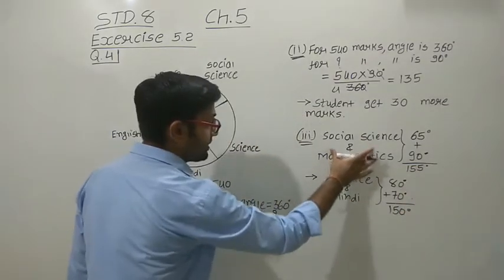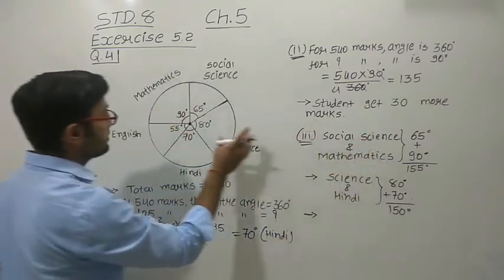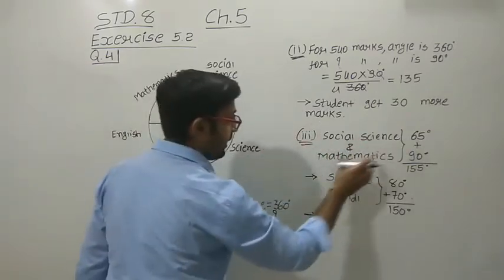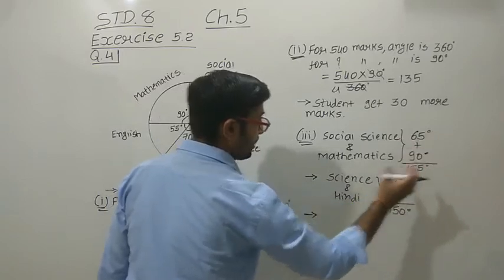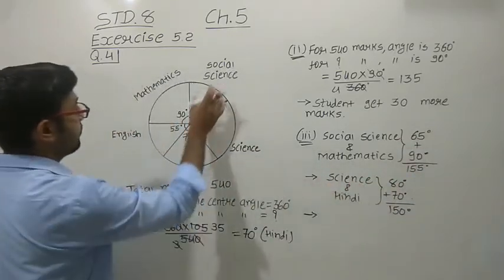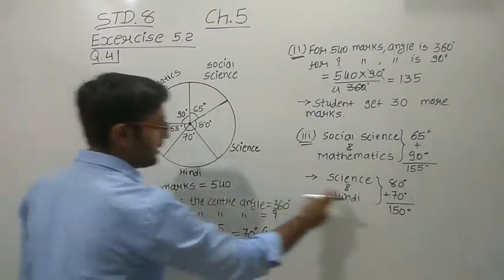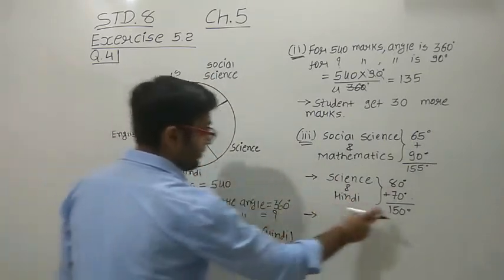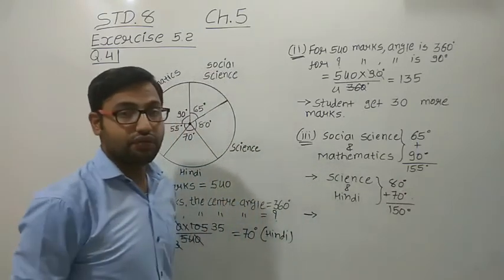So in social science and mathematics, for social science the degree is 65, and for mathematics the degree is 90. So the total is 155 degrees. Now science and Hindi. For science it is 80 degrees and for Hindi it is 70 degrees. So the total is 150 degrees.